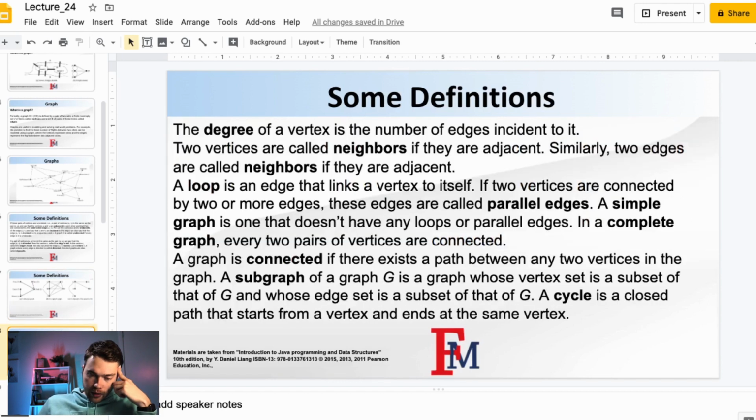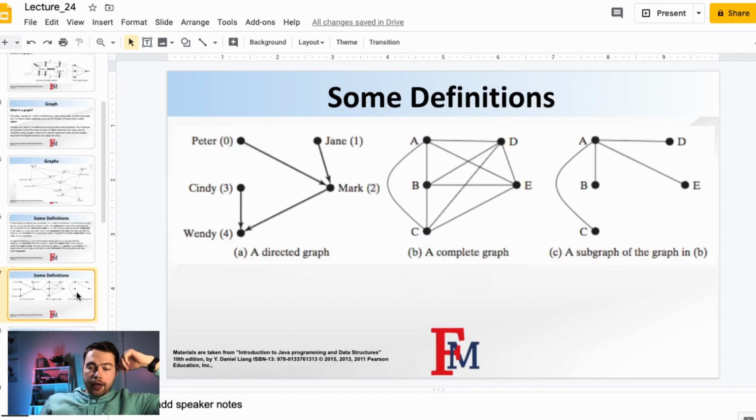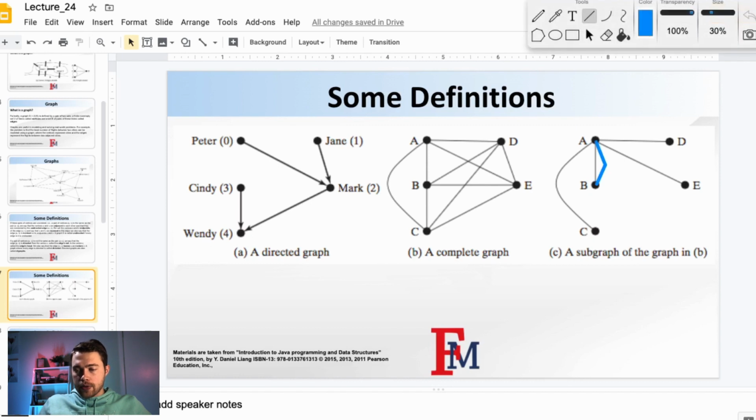A graph is connected if there exists a path between any two vertices in the graph. A graph is called connected when you can go from any vertex to any other vertex through some edges. Think about a path in a tree: a path is a sequence of edges. For example, what is the path between this vertex and this one? From D to A, from A to C. So there exists a path from D to C through A.